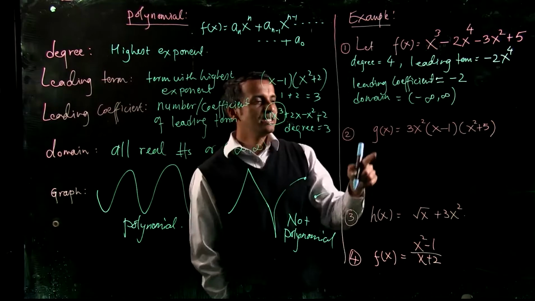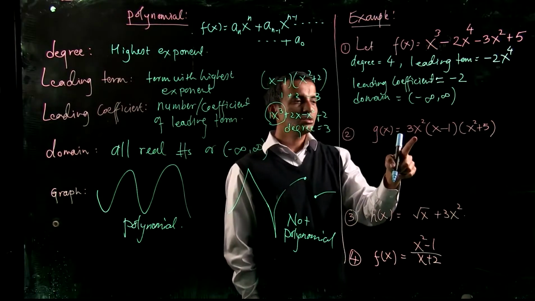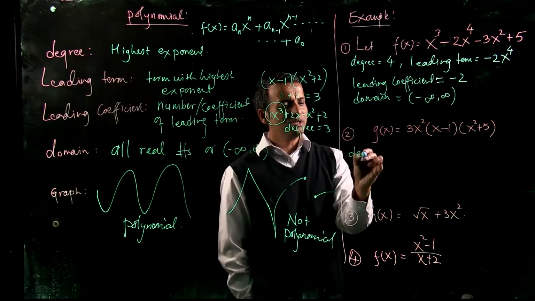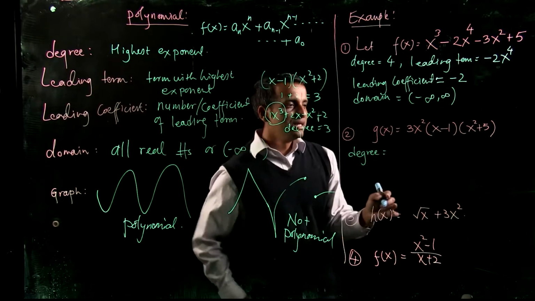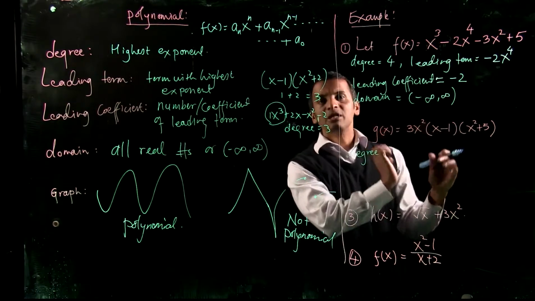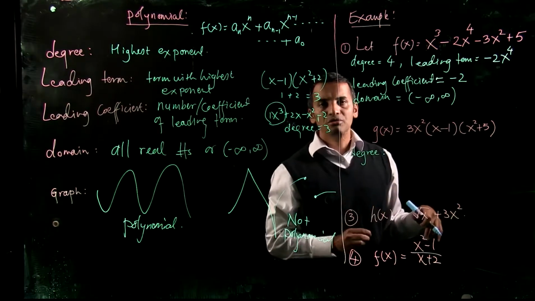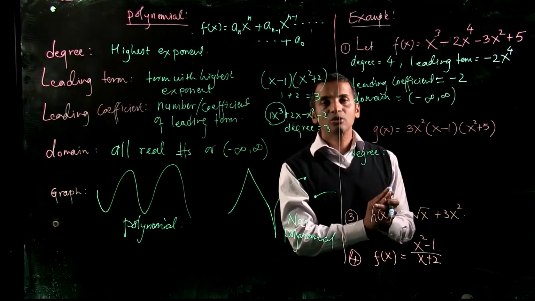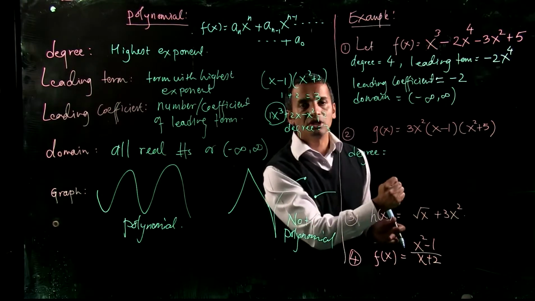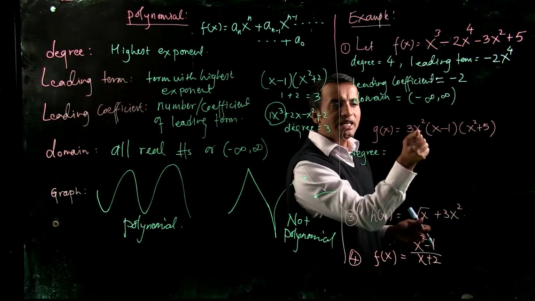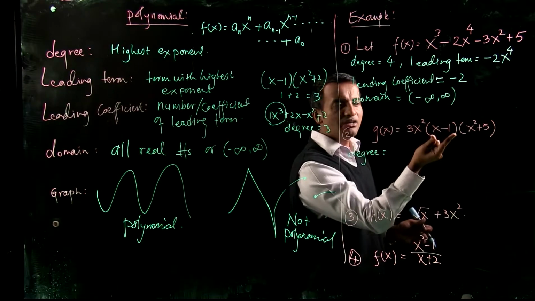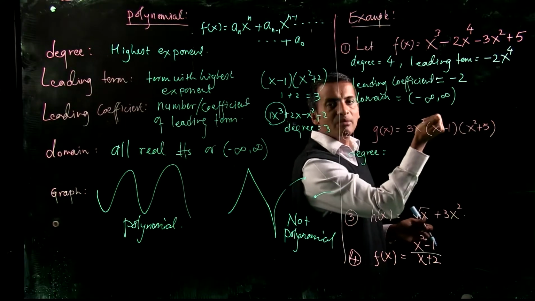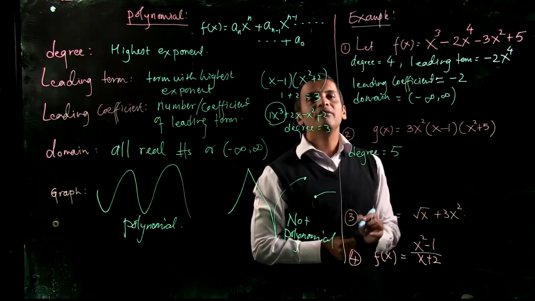Okay. The next one is this function g of x equals 3x squared times x minus 1 times x squared plus 5. So what do you think the degree would be? Because if there are factors multiplying each other, then to find the degree, you find the degree of each factor and then you add them at the end. That will be the degree of the whole polynomial function. So here the degree of the first part is 2, the degree of the second factor is 1, and the degree of the third factor is 2. So 2 plus 1 plus 2, the total degree is 5.